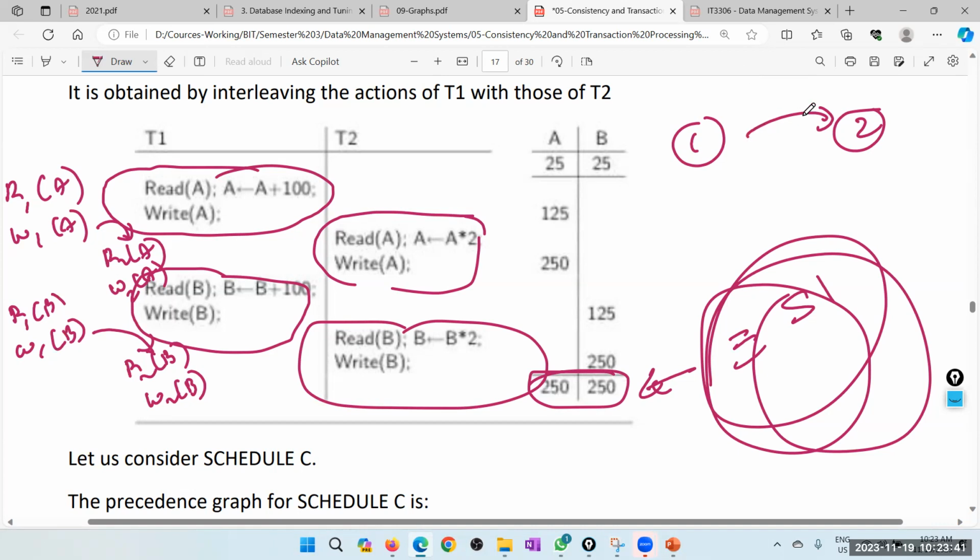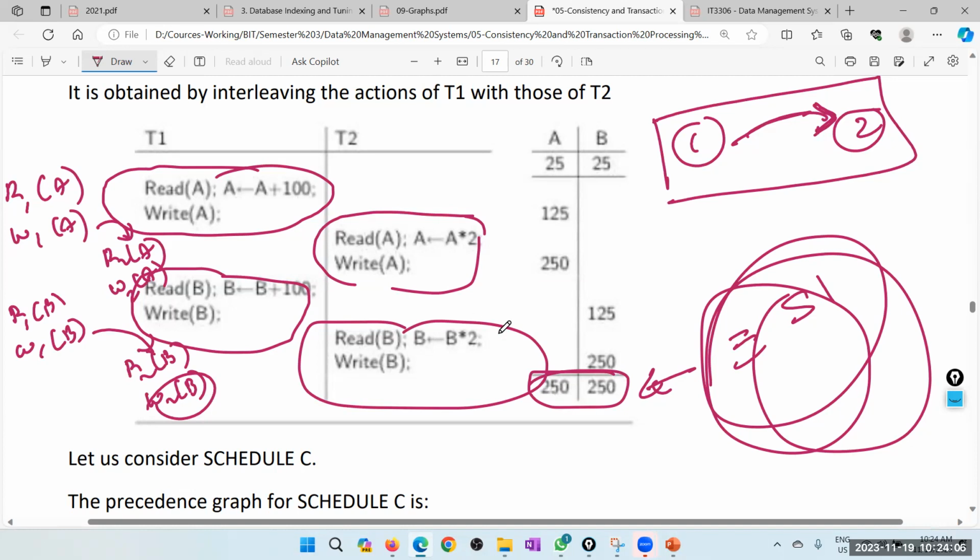Again it is 1 to 2. We have already shown 1 to 2, so you don't have to draw it again. And this is the same dependency because again write is there, but we have already shown 1 to 2. And you can see that the only dependency is going from 1 to 2. So there is no cycle. There are no cycles, right? So therefore this is a conflict serializable schedule.